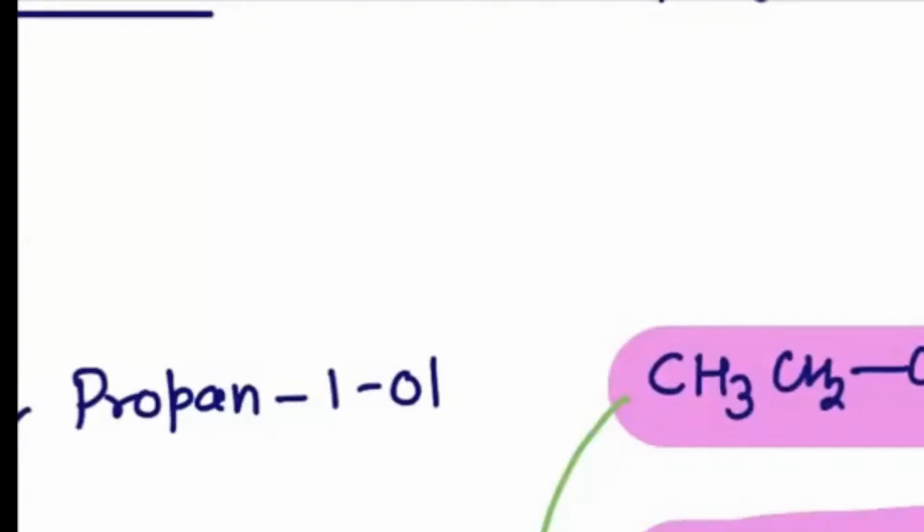What about this compound? What should I call this? Let me try to do this. Where is the main chain? This is the main chain. The long chain is this. Methoxypropane. Okay. And what is the name of this compound? That is also methoxypropane.